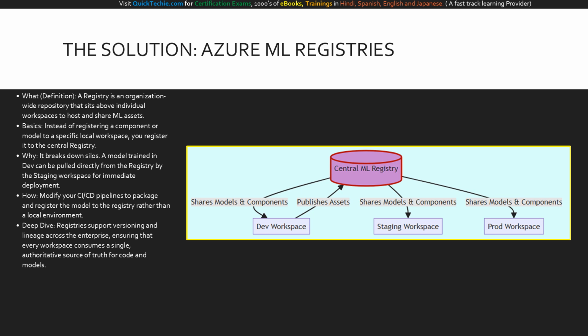This diagram transforms our previous architecture. We now have the central ML registry sitting at the top. The dev workspace publishes its successful models and components up to the registry. From there, the staging and prod workspaces can seamlessly pull those exact, version-controlled assets down for testing and live deployment.